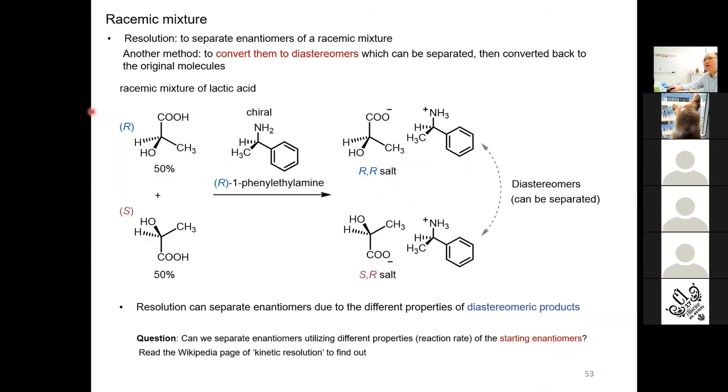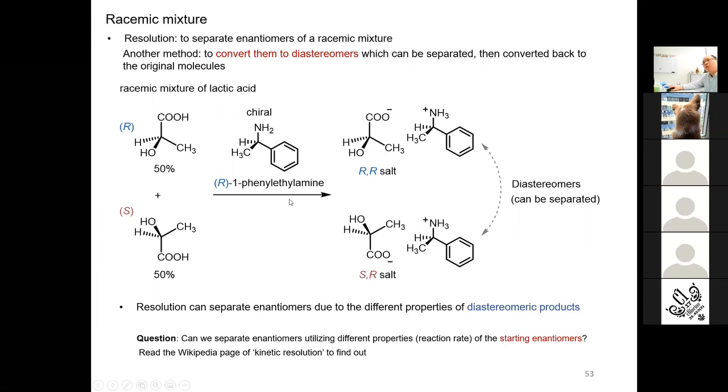So that means, although you cannot separate a racemic mixture of enantiomers, you can use a chiral reagent to react them into different diastereomers. And because diastereomers now have different properties, then you can isolate them. Okay? That means resolution can separate enantiomers due to the different properties of diastereomeric products, which is listed here. So as I said, a chiral interaction can also be used in another way. So the question is, can we separate enantiomers not based on the diastereomeric product, but because of different reaction rates or different properties of the starting enantiomers?